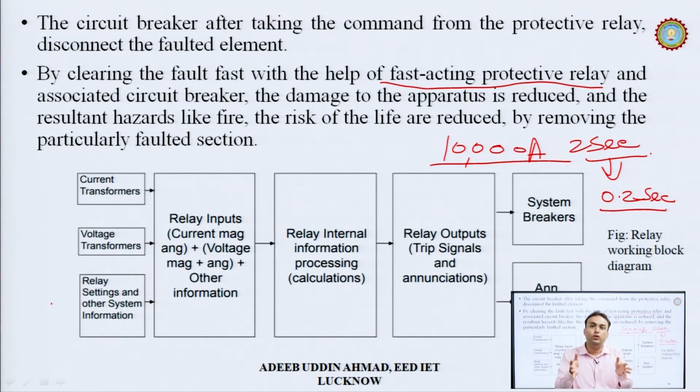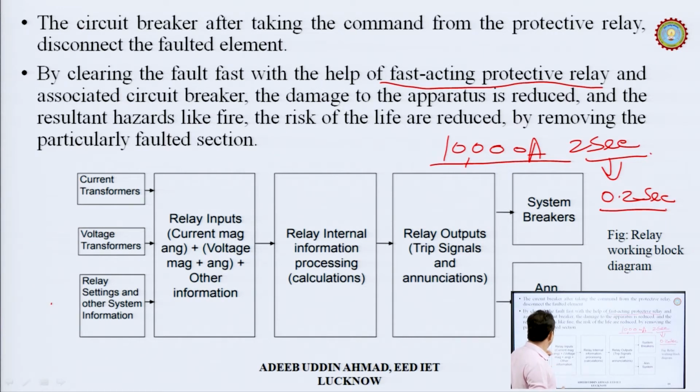If we reduce the timing of the protective relaying, we can save our equipment, or we can reduce the risk of damage. So, that is very important. This is the basic structure of a relay working block diagram. We have some current transformer, voltage transformer and relay setting.